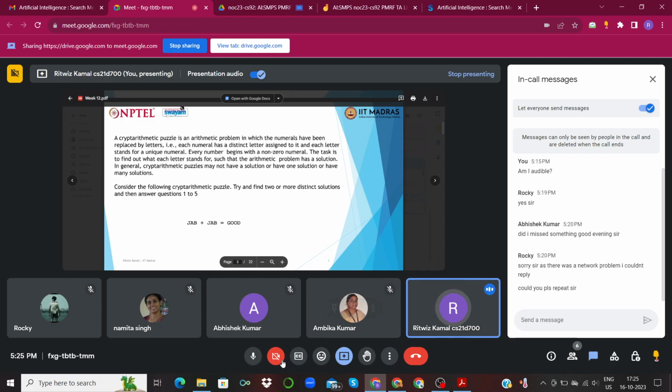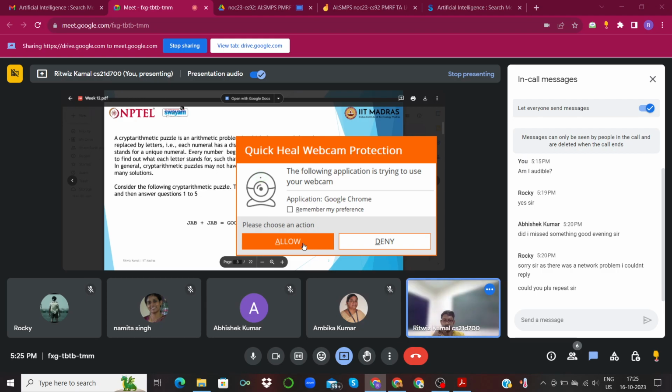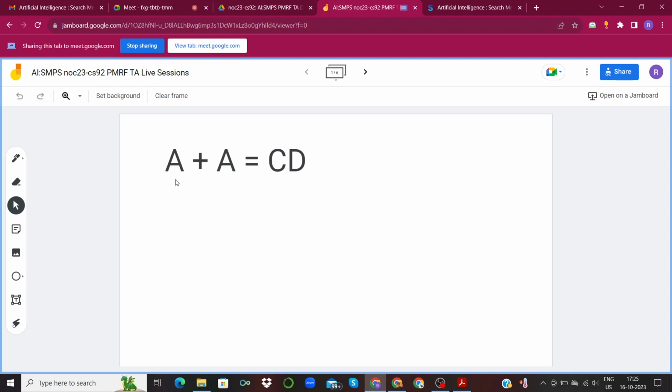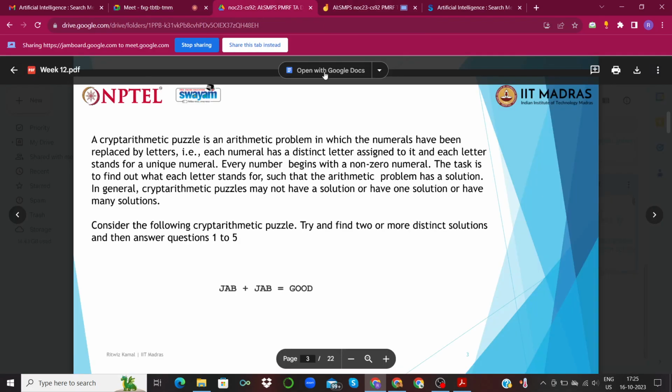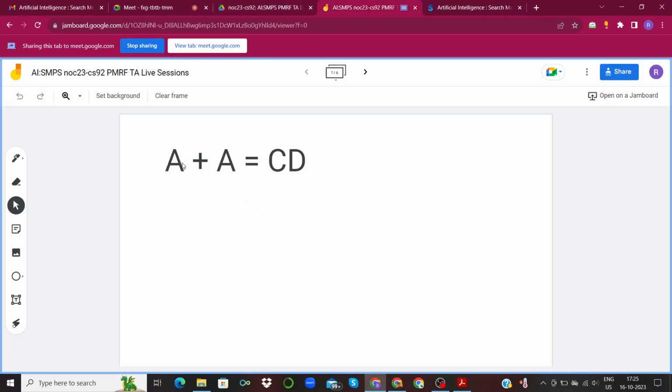Okay, so I'll give you some easy examples to begin with. Let's consider a much simpler cryptarithmetic puzzle. Suppose this is the puzzle that you have to solve: A plus A equals CD. Basically, you have to come up with an assignment for A, C, and D such that this equation holds. So suppose you assigned A to be 2.